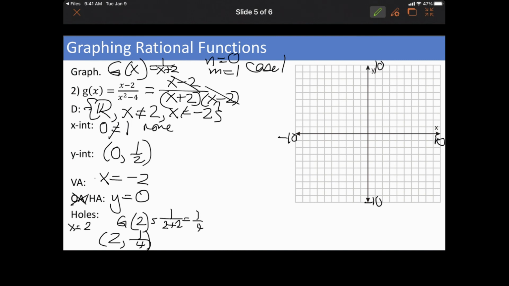Horizontal asymptote, vertical asymptote. Horizontal at 0. No x-intercept, that would make sense because my horizontal asymptote is at y equals 0. And then I have 2, 2 and a fourth. So just above. Okay. And then this is a half. Okay, this is a hole. So I should make it a hole.